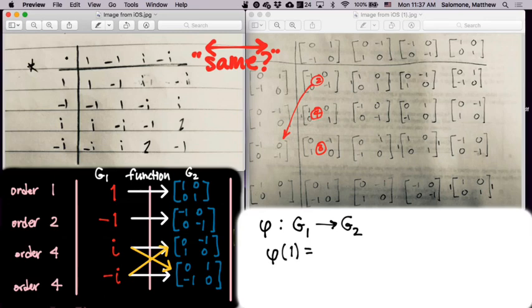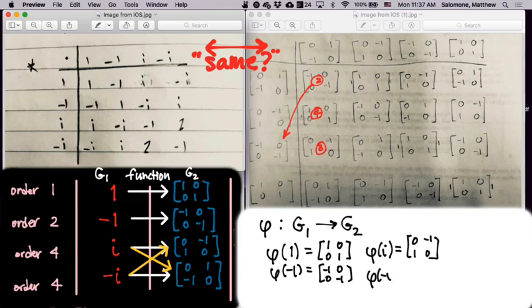But yeah, so this has the property that phi of 1 is the identity matrix. Phi of negative 1 relates negative 1 to this opposite identity matrix. And then it relates I, so this is going to be the white arrows, it's going to relate I to 0, minus 1, 1, 0. And it's going to relate minus I to 0, 1, minus 1, 0. So that's an example of a function that takes elements from G1 and relates them to elements in G2.